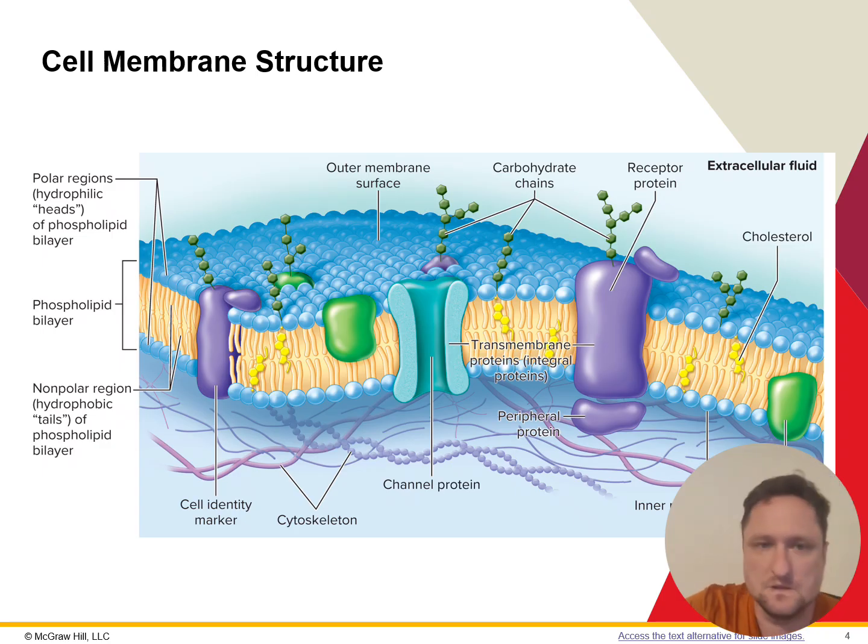Okay, the cell membrane structure. The cell membrane, which is often called the plasma membrane, is a dynamic and flexible structure that defines the cell's outer boundary. It is composed primarily of a phospholipid bilayer interspersed with proteins, cholesterol, and carbohydrates.